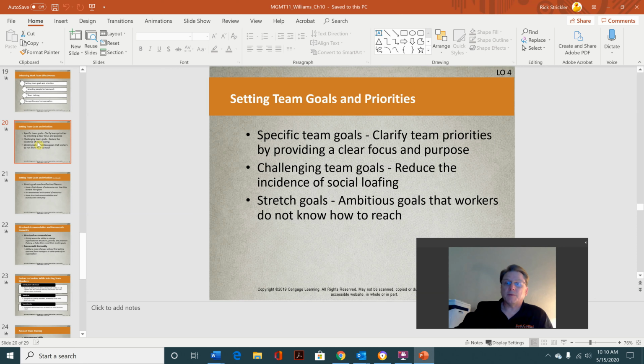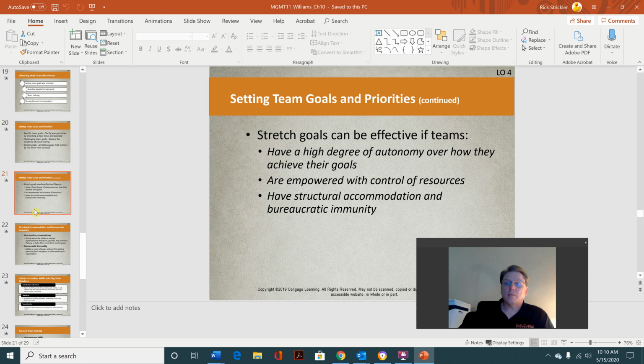Specific team goals and priorities clarify team priority by providing a clear focus and purpose. Challenging team goals reduce the incidence of social loafing. Stretch goals are ambitious work goals that workers do not know how to reach. They can be effective because you have a high degree of autonomy. You're empowered with control of resources and have structural accommodations and bureaucratic immunity.